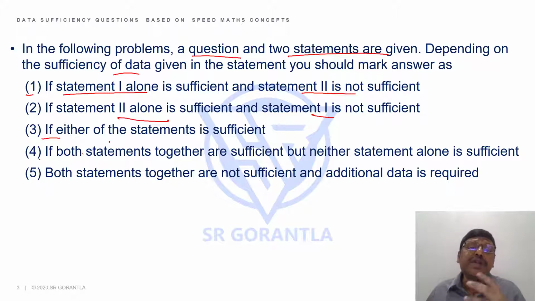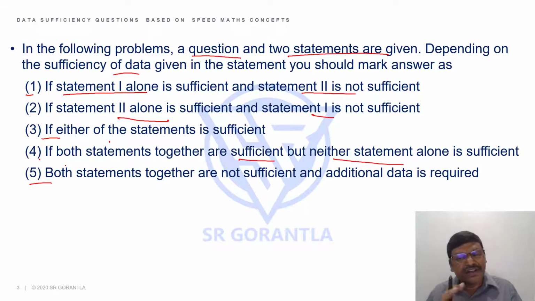4, if both statements together are sufficient, but neither statement alone is sufficient, but if you give me both statements, then I can answer the given question, then my answer is choice 4. And 5, even if both statements are not sufficient, I need additional information, then I mark the answer as 5.